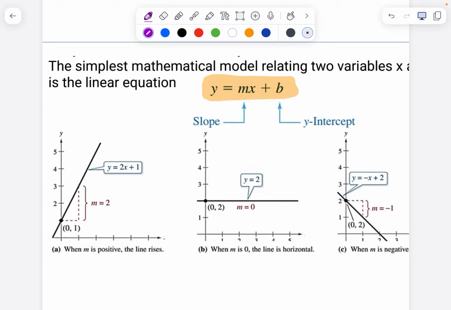You go from left to right. That's how we read them. So again, this is positive slope because it's increasing. It's going up as we read from left to right. Constant, it's staying the same. Negative slope, it's decreasing. It's falling as we go from left to right.